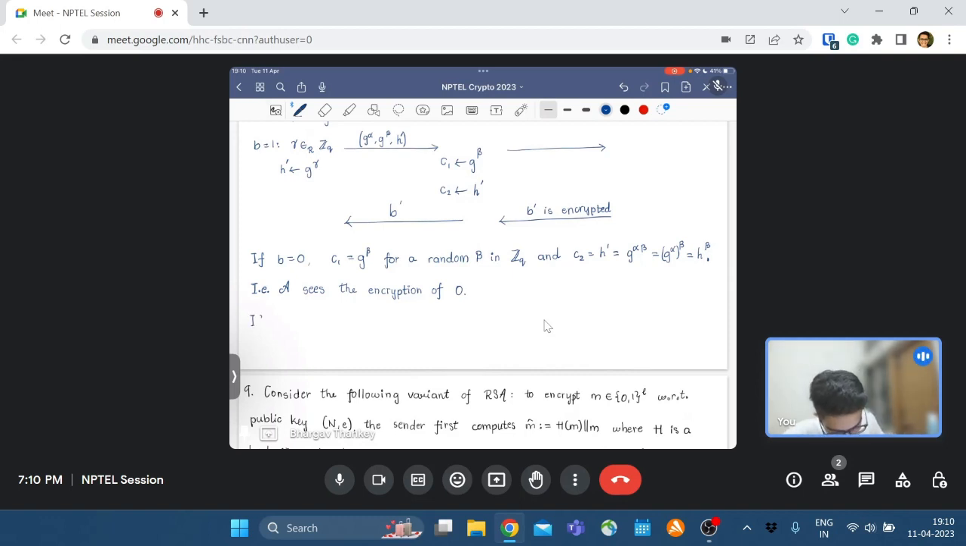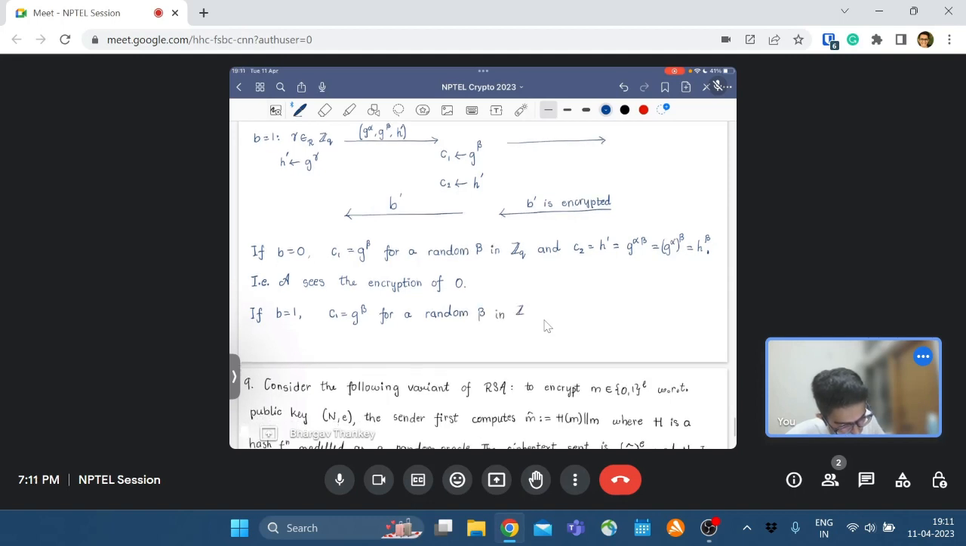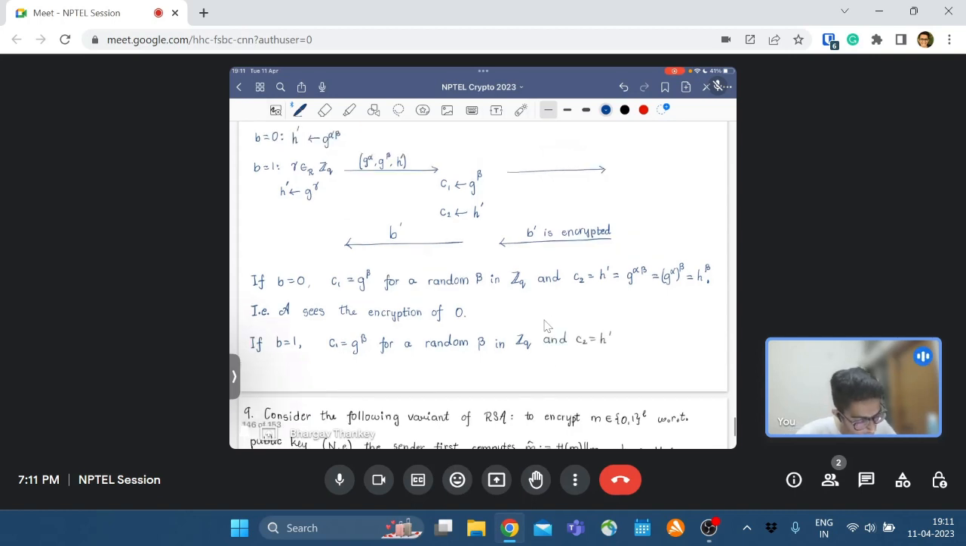If b equals 1, C1 is still the same, and C2 is equal to h prime. But in this case, h prime is g to the gamma.